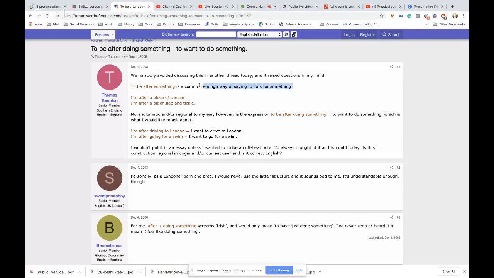Yeah, so to be after something is a common enough way of saying to look for something. I'm after a piece of cheese. It means I'm looking for a piece of cheese, right? More idiomatic and original to my ear, however, is the expression to be after doing something, if you want to do something, which is what I would like to ask about. I'm after driving to London. It means I want to drive to London. Or I'm after going for a swim. I want to go for a swim. Pretty much the same, but this is a very common one. This one is more common. To be after something is a common way of saying to look for something.